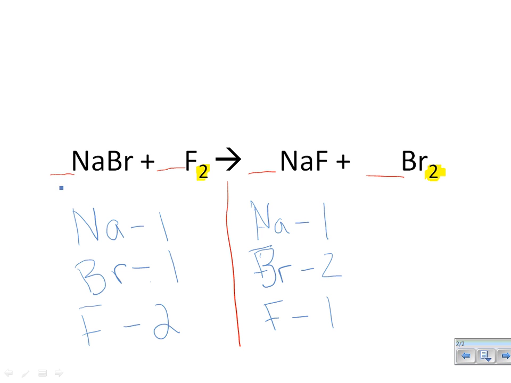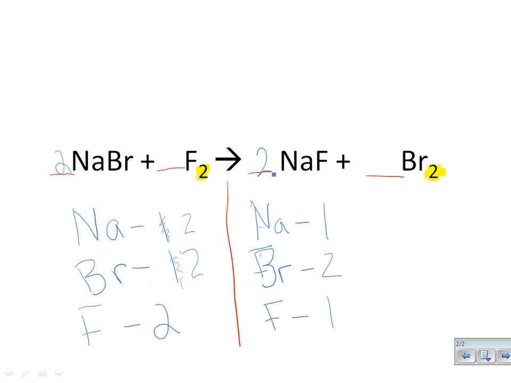I need to add another atom of bromine over here, and the only way I can do it is to change the coefficient in front of this compound. So I put a 2 in front of that, and when I do that, I am going to change not only bromine, but sodium. Okay? Now I have two atoms of all the elements on the left-hand side, but I only have one of sodium and fluorine on this side.